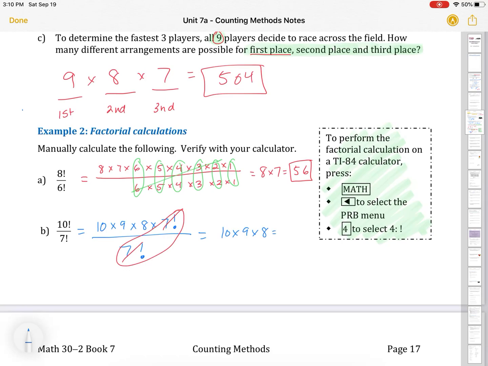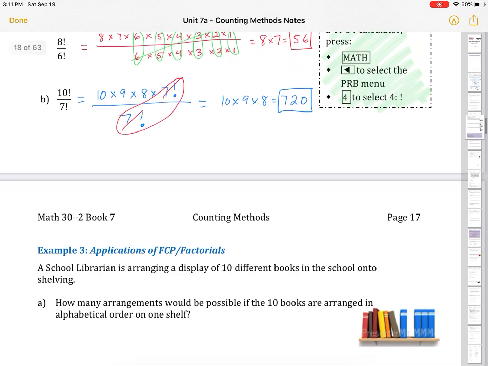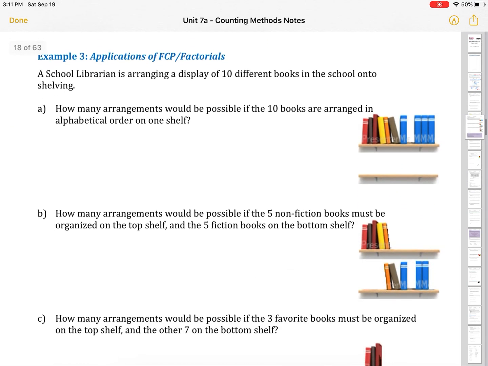So I'm left with 10 times 9 times 8, which when I multiply, I get 720. So however you want to do it, if you want to stick 10 factorial divided by 7 factorial in your calculator, you can do that. Or you can just think to yourself, well, wait a minute, if I remove the 7 factorial from my 10 factorial, what is left over? Okay?